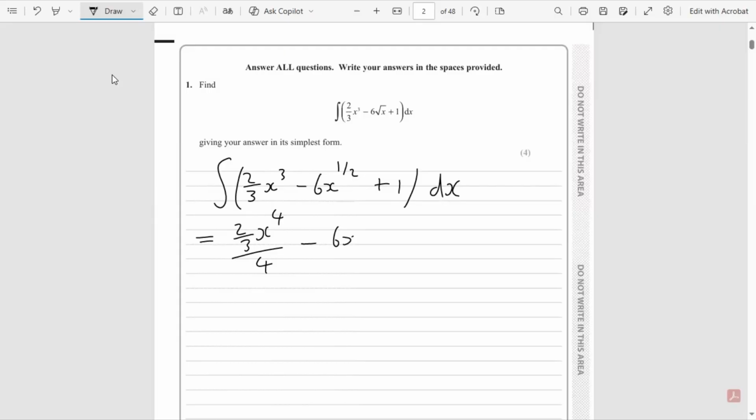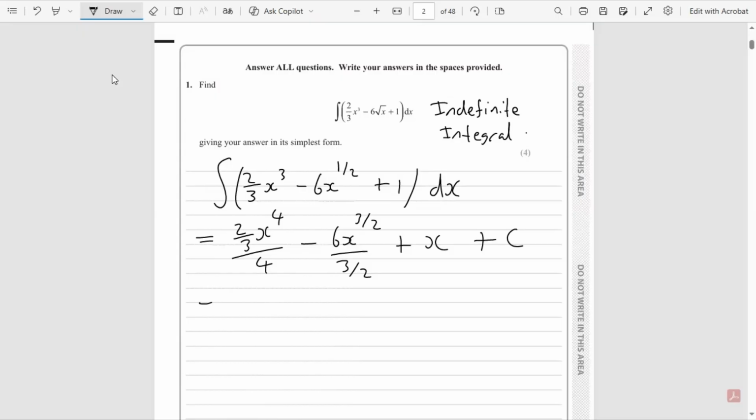And then minus 6x to the power of 3 over 2, because a half plus 1 is 3 over 2. And then divide by 3 over 2. And then the integral of 1 with respect to x is going to be an x, like so. Now, hopefully you will know that there's one thing missing with this, and that would be the plus c, because remember, this is an indefinite integral with no limits. So that means you have to add the plus c, you have to add a constant.